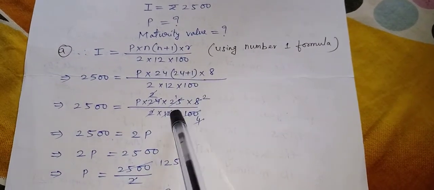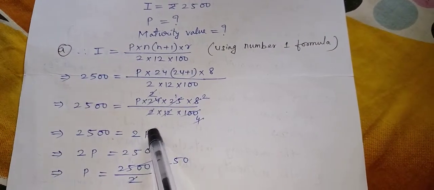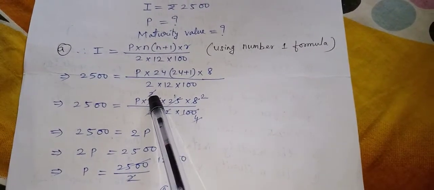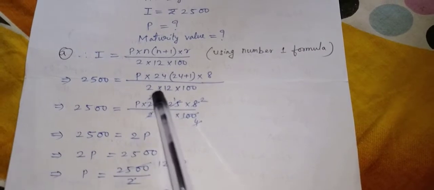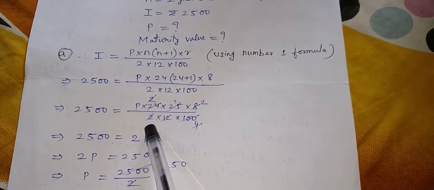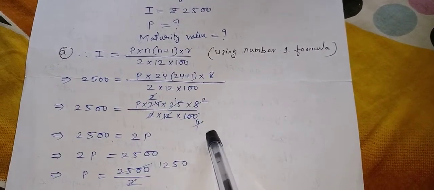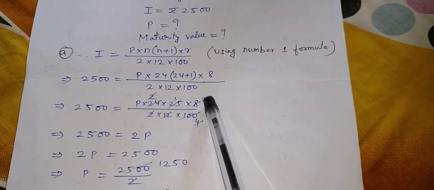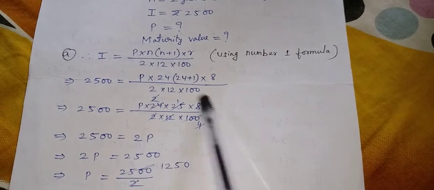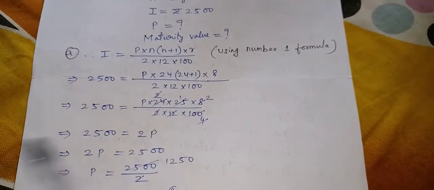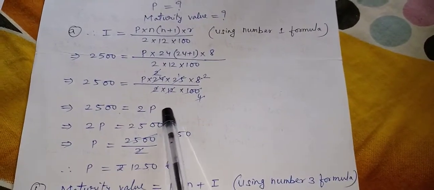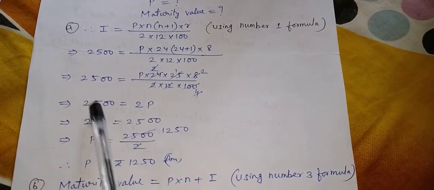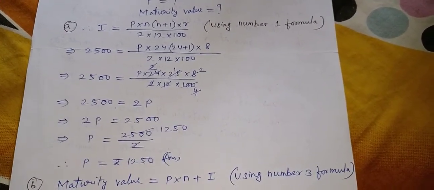So once this bracket has been opened here, I am starting to cancel. While cancelling here, 12 2s are 24, and then with this 2 and this 2 I cancelled. Next, 25 4s are 100 and 4 2s are 8. So I could see here only 2 and P are remaining. So 2 into P is 2P, and then to find P I am interchanging both the numbers. 2P came here and 2500 came this side.